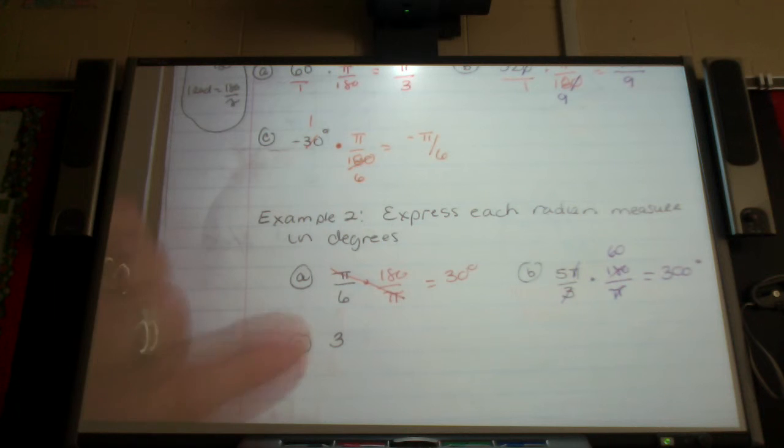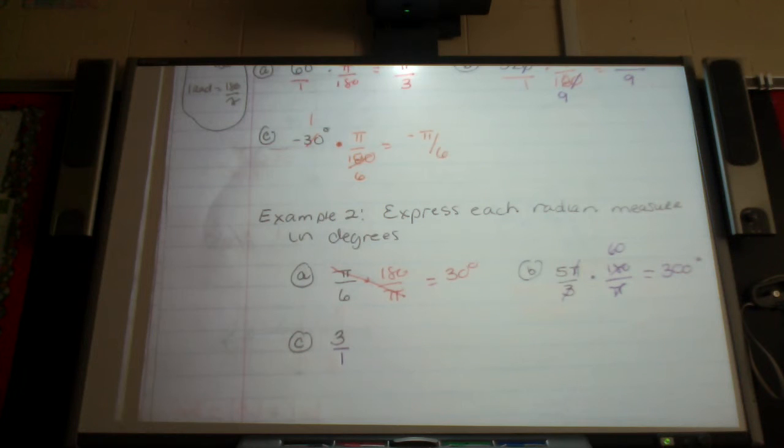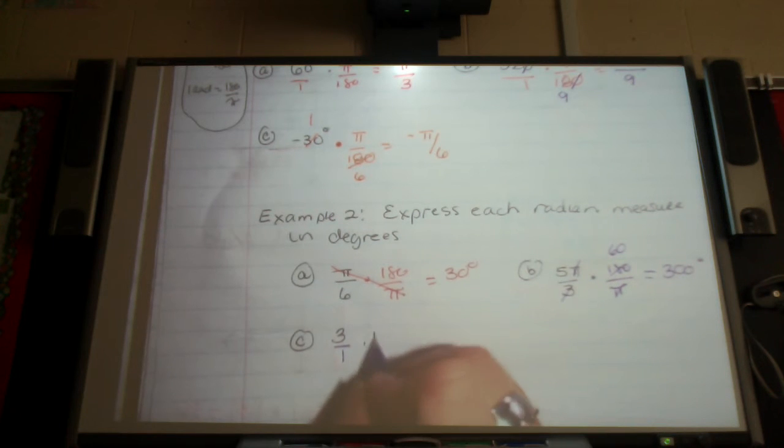Now this one doesn't have a pi in it, but it's still a radian measure. So how do I convert this to degrees? Would you make it a fraction? Make this into a fraction by going like that? And then what? What do I multiply by? Multiply by 180 over pi.